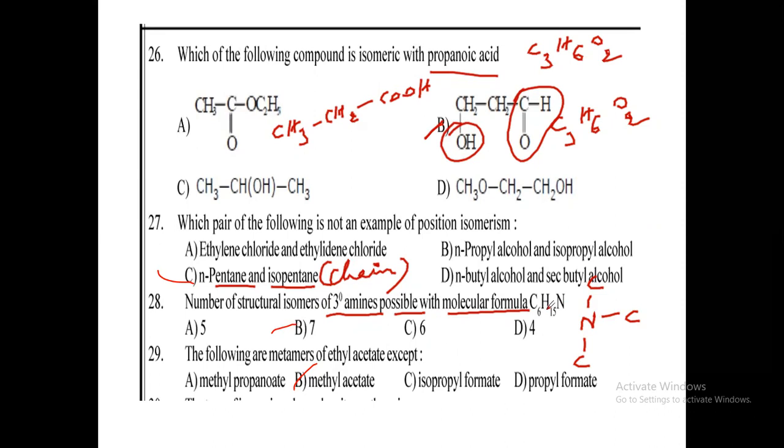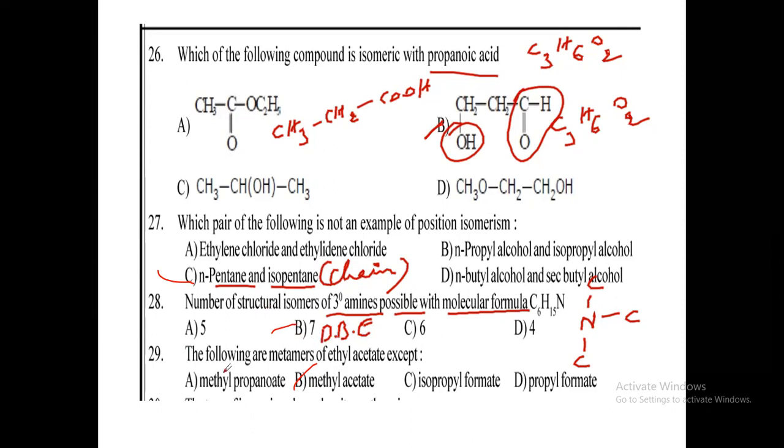So for drawing the different possible molecular structures, we use one concept called DBE, double bond equivalent. By calculating double bond equivalent of the given structure, we can understand how many double bonds, how many triple bonds, how many rings are present in the given structure. So with the DBE value, we have to draw possible structures. So here in this case, we get 7 types of structural isomers.